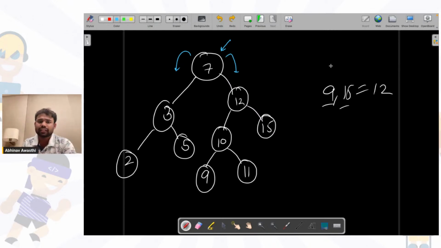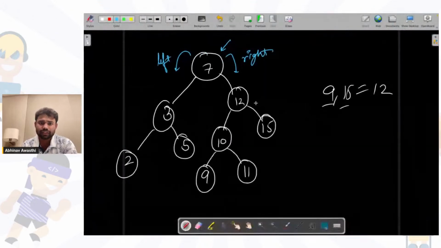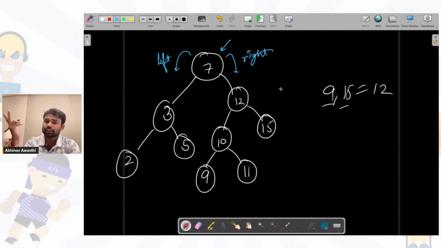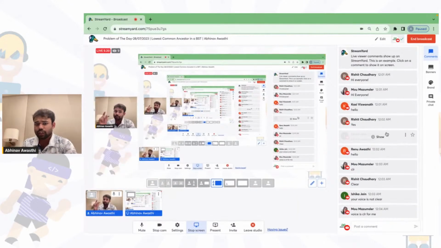Left side or right side? Can anyone tell me? The left side or the right side? On which side they will be? They are greater now. So when it's greater, greater children are on the right side, okay? So they both will be on the right side of it. So we will go on the right side.